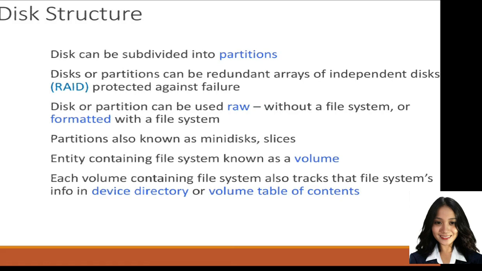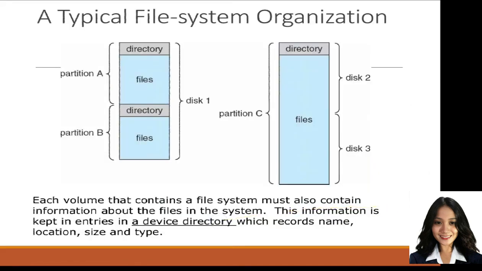The actual physical details of a modern disk may be quite complicated. Simply, there are one or more surfaces, each of which contains several tracks, which are divided into sectors. So, a typical file system organization: each volume that contains a file system must also contain information about the files in the system. This information is kept in entries in a device directory, which records name, location, size, and type.